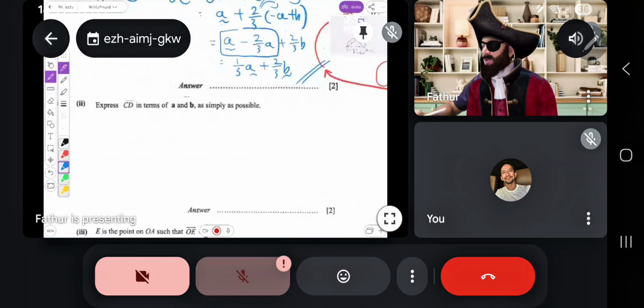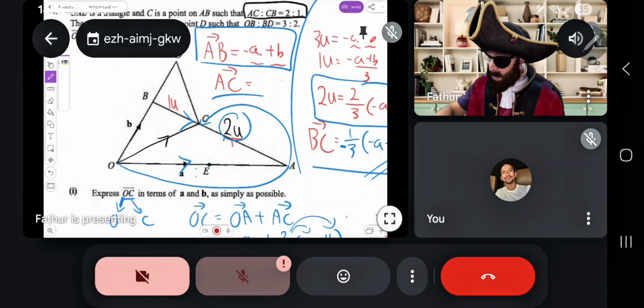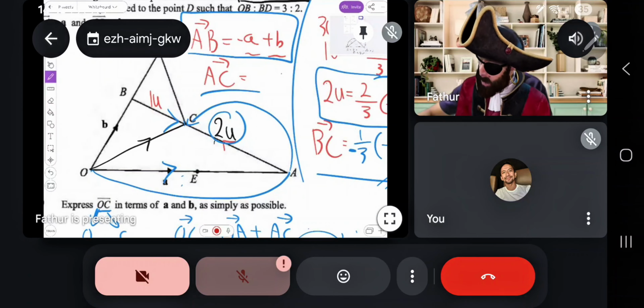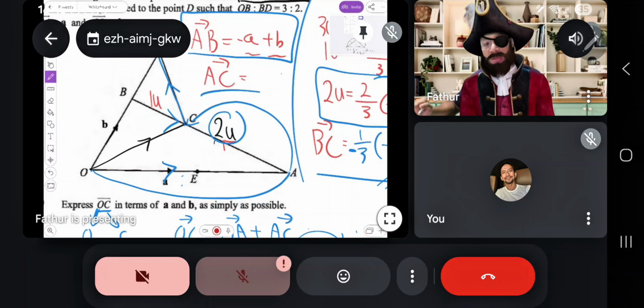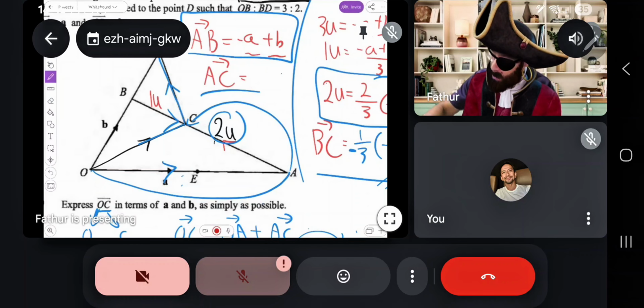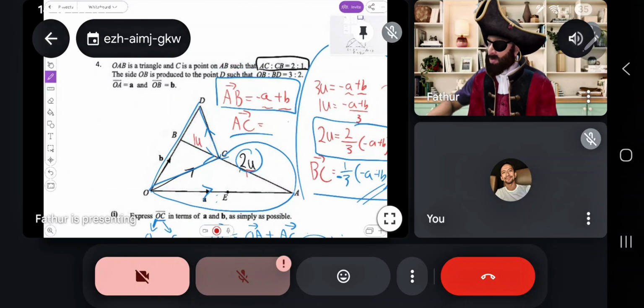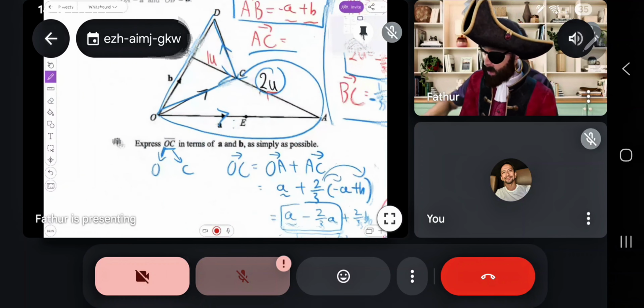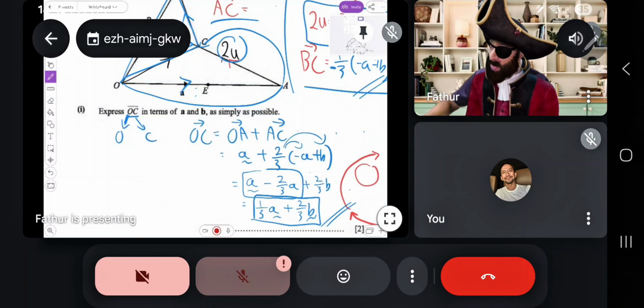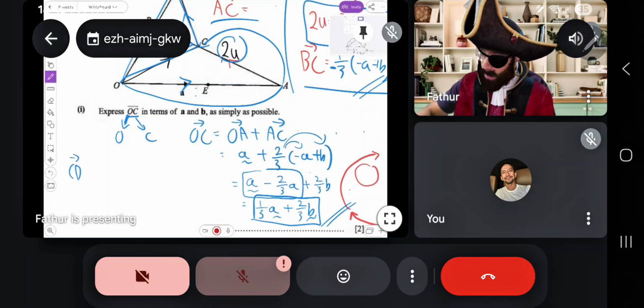So now, if they ask you to find CD as simply as possible, where is C to D? Oh my gosh, look at all the drawings I've made. C to D, this way. So from C to D, where do I get from? C to O followed by O to D. So CD equals CO plus OD, because from C to O and then followed by O to D.